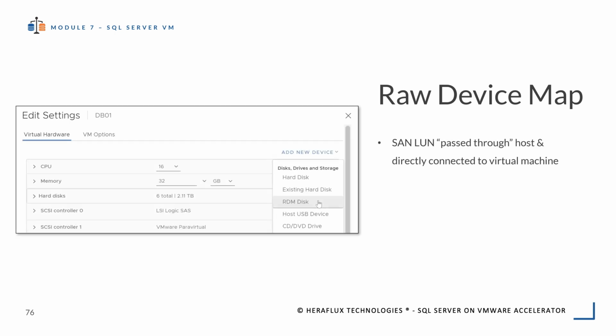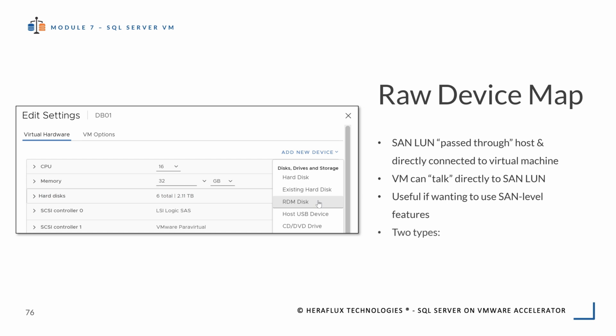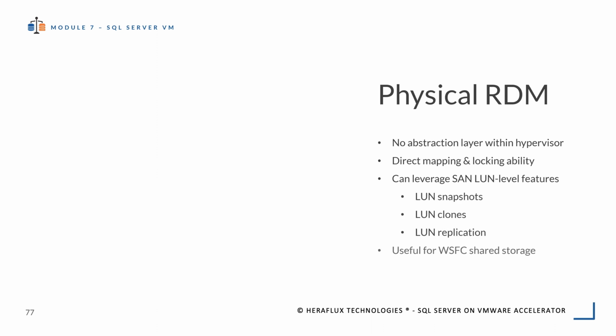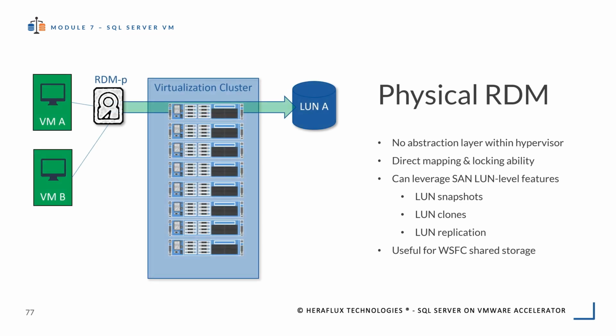This pass-through model of the virtual disk gives us a handful of benefits and a number of drawbacks. The benefits are that the virtual machine can then talk directly to the SAN LUN to use specific features on the SAN that might be beneficial, such as SAN LUN level snapshots. There are two types of RDMs, physical and virtual. A physical RDM has no abstraction layer within the hypervisor and is directly connected to the SAN LUN. The virtual machine can then lock the LUN to do whatever it needs to do. Physical RDMs are quite useful for Windows Server failover clusters and SQL Server failover cluster instances when you need shared storage that one node can lock.